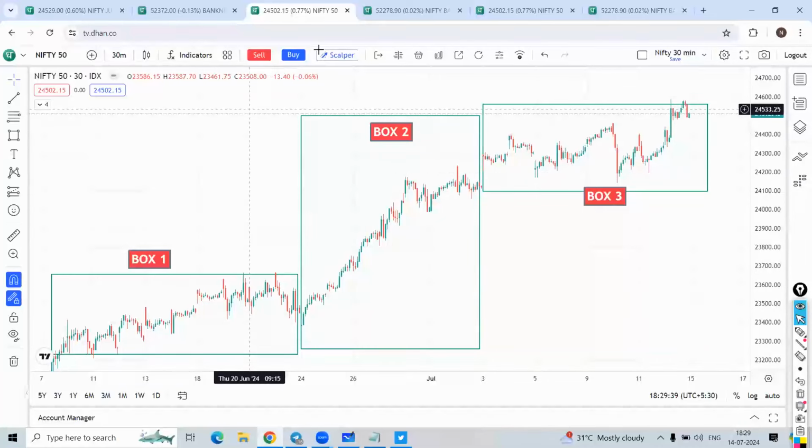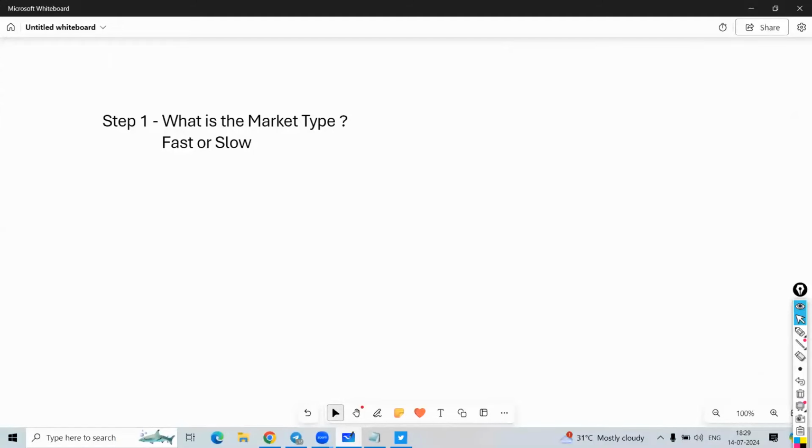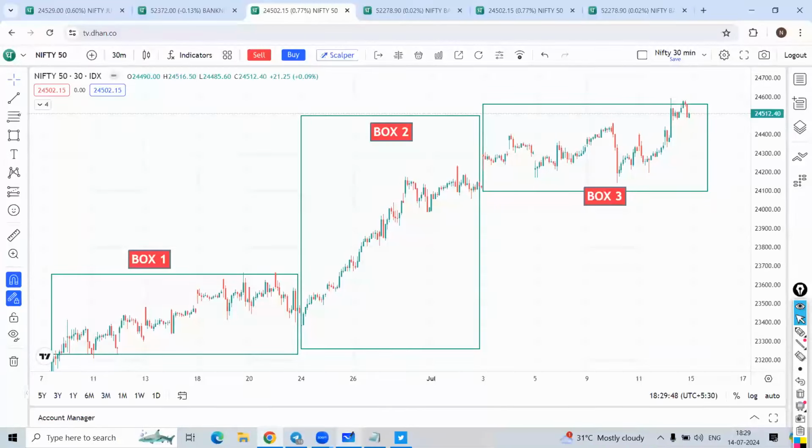Now, first goal: what is the market type, fast or slow? Tell me in these three boxes, just let me know the number in the chat box. The first question is, which box is a slow market type? From 1, 2 and 3, just let me know the number. I don't want sideways as such. I want answers: which box is the slow market?